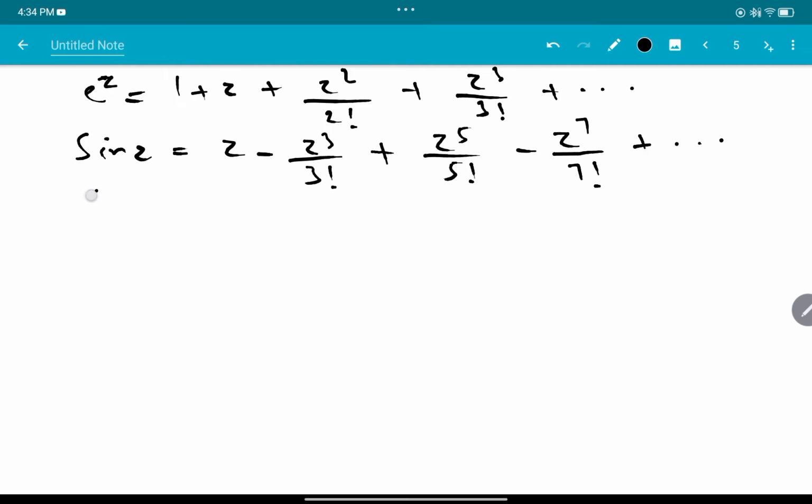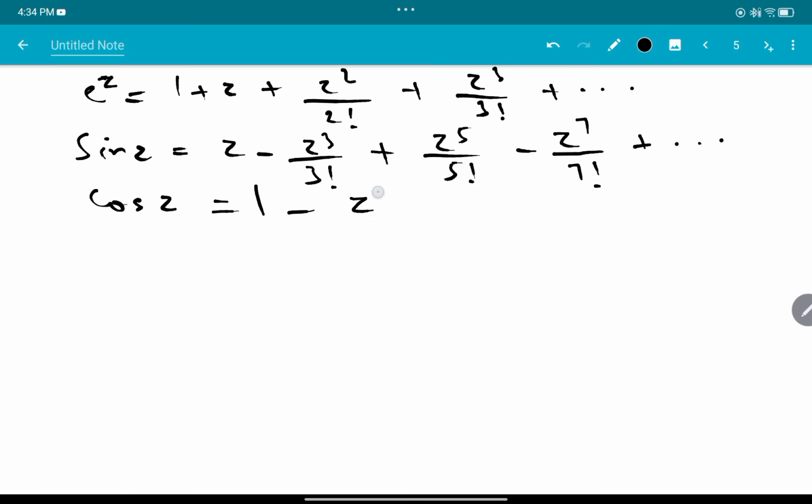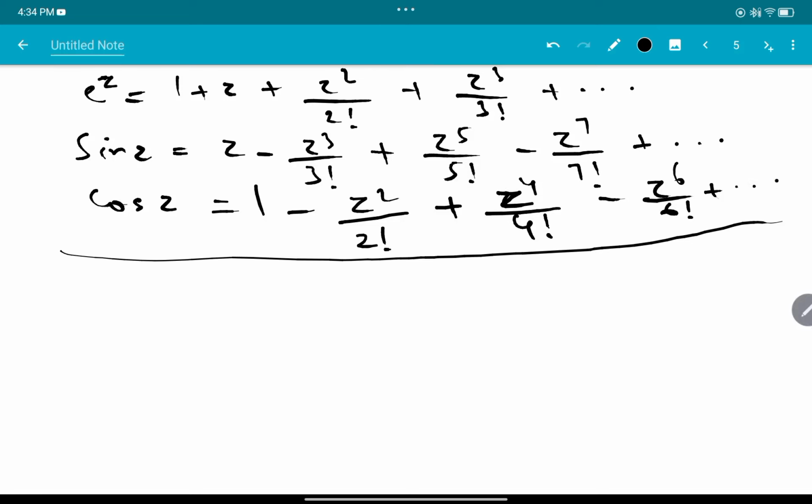Now cos z is equal to 1 minus z square by 2 factorial plus z4 by 4 factorial minus z6 by 6 factorial plus dot dot dot. Now we shall be using these, so that's why I have written them here, so that for future reference we can quickly go to them and test them.